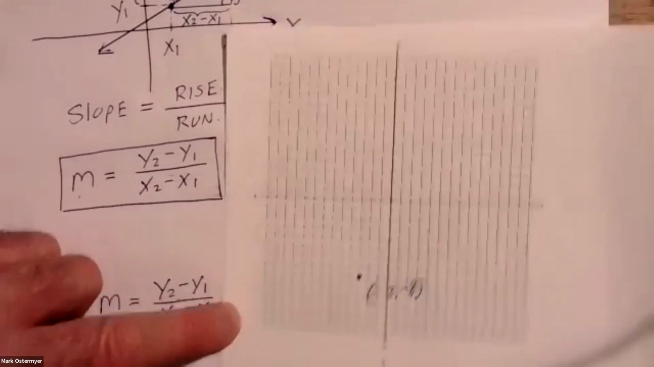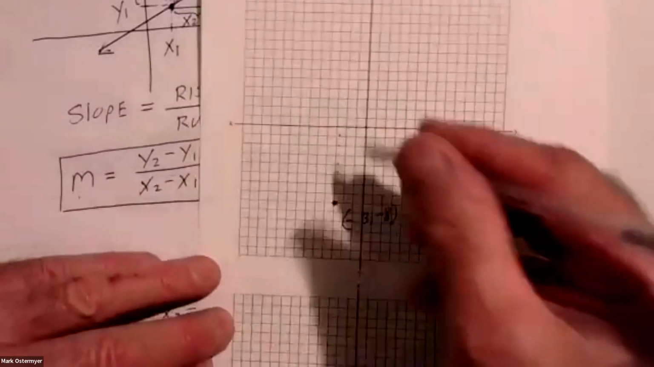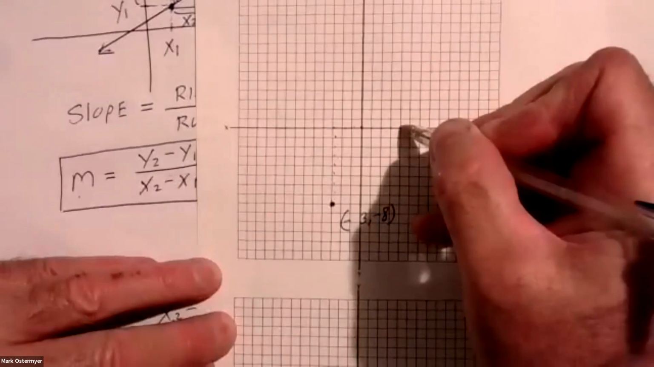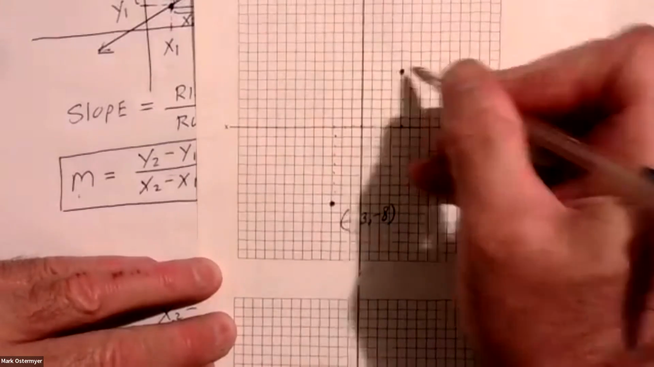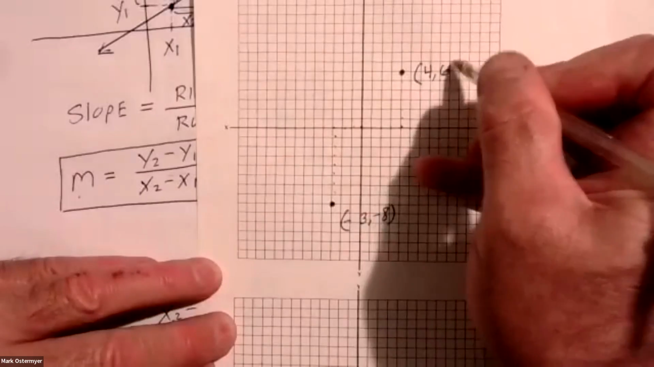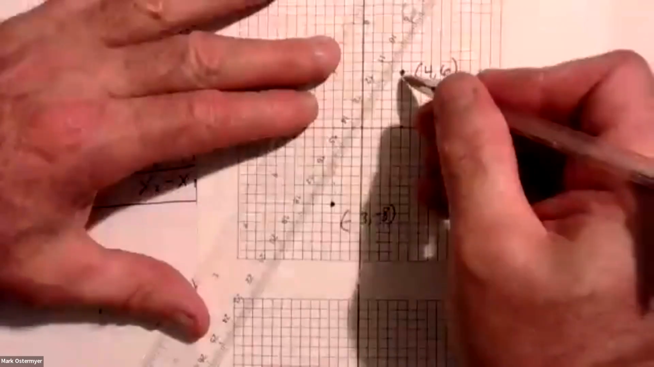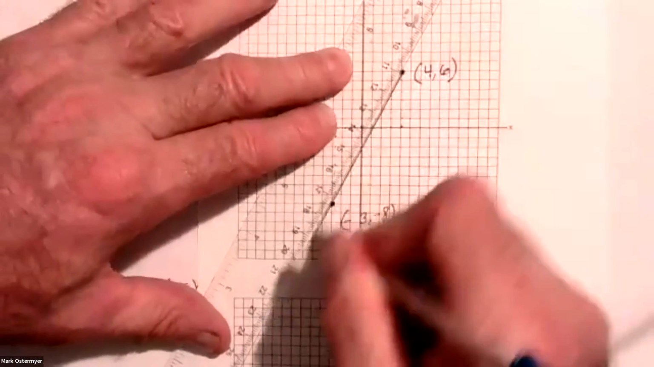Plotting the other point, which would be 4, 6. We start at the origin, and I move 4 to the right. 1, 2, 3, 4, and now up 6. 1, 2, 3, 4, 5, 6. There would be the point 4, 6. You can connect those 2 points with a line using a ruler, and you would have the graph of that line that contains these 2 points.